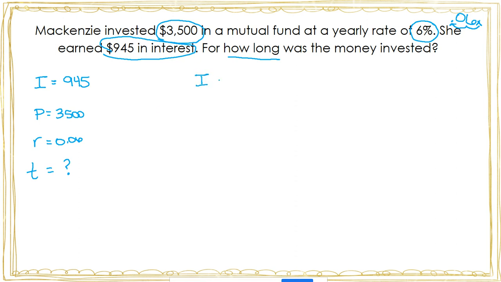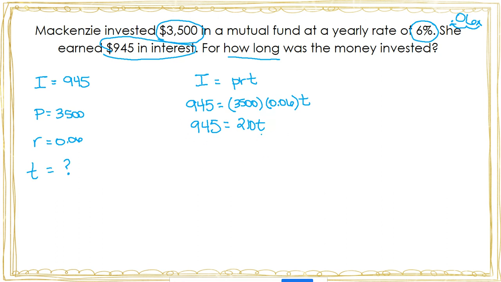Now, I'm still going to plug into my same formula, which is I equals PRT. But for this part, I actually know I, and I is $945. I know that P is 3,500, and I know that R is 0.06. What I don't know is T, so I'm going to leave my variable. Now, what I've created is an equation that I can solve. The first thing I need to do is multiply 3,500 times 0.06. And when I do that, I get 210. So I haven't done anything with 945, so I just rewrite it. I multiplied these to get 210, and I'm going to leave my T.